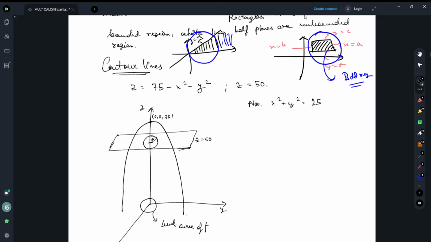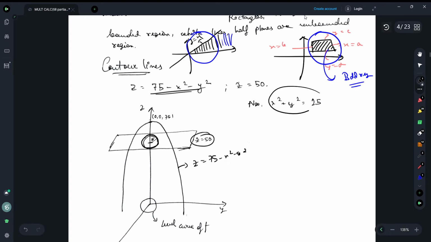So you have a surface z equals 75 minus x square minus y square, and you take a plane z equals 50. This surface and this particular plane cut to form a circle given by the equation x square plus y square equals 25. So this becomes your contour line.